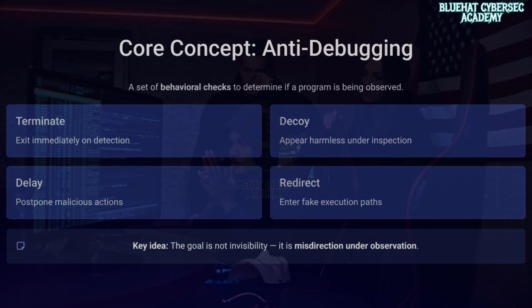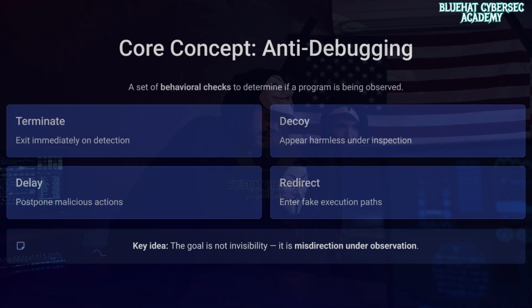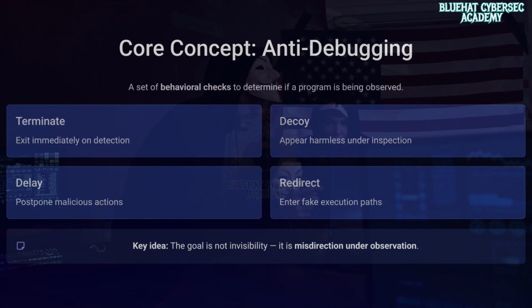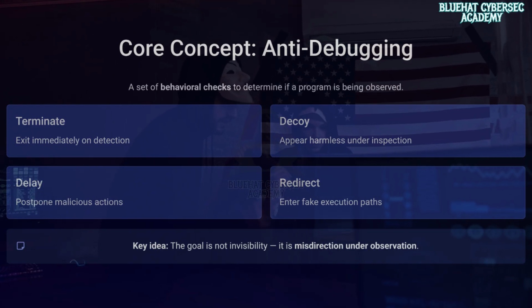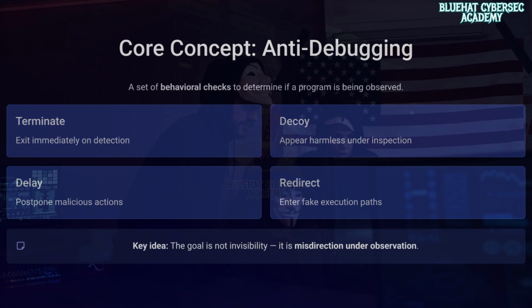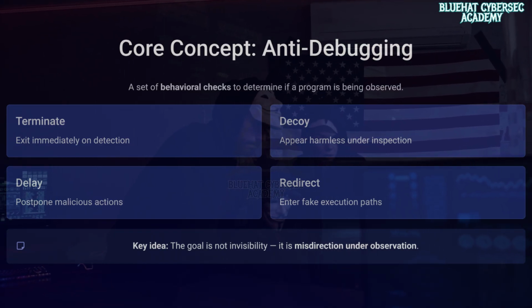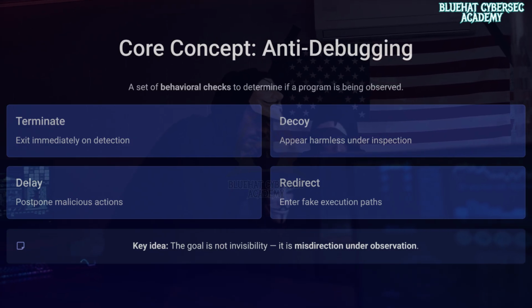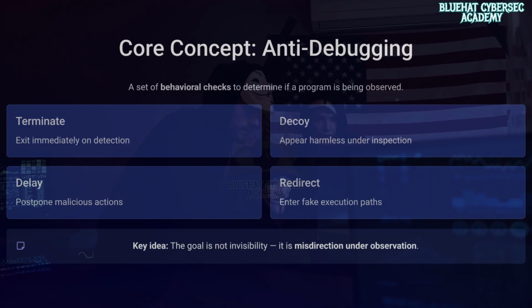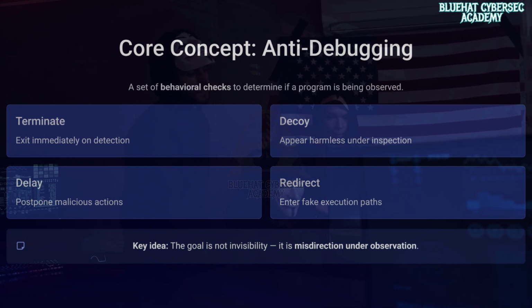It is basically a set of behavioral checks designed to determine whether a program is being observed. And if malware detects that it is under inspection, whether through a debugger, a sandbox, or an instrumentation tool, it may do a few things. It may terminate immediately. It may alter its behavior to appear harmless. It may delay malicious actions. Or it may even enter what looks like a decoy execution path.